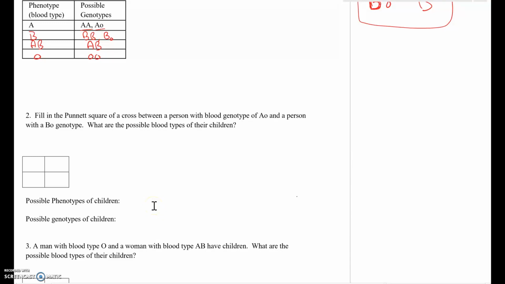Here we'll go through the answers to the multiple alleles worksheet. Just to start off as a quick review, remember we had 4 possible phenotypes or blood types: type A, type B, type AB, and type O, and the possible genotypes that could go along with them.